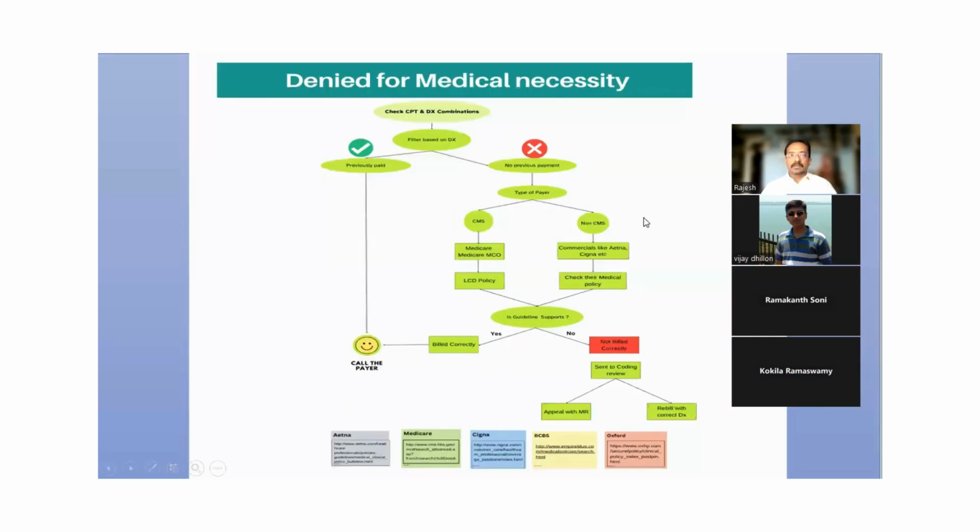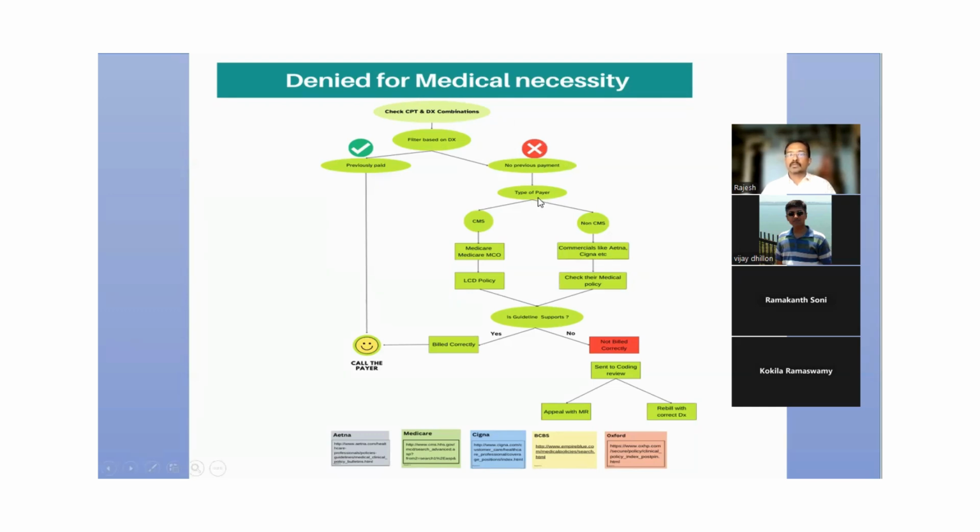So when the claim is denied for medical necessity, critical information is needed, but it is not available. What we are doing here is checking the CPT and diagnosis code combination. Filter the diagnosis code and see whether it was previously paid or not. For example, if the DX and CPT code were previously paid, that means the payer is processing incorrectly. You call the payer and send this claim back for reprocess. If we don't have any previously paid combination, then the problem starts.